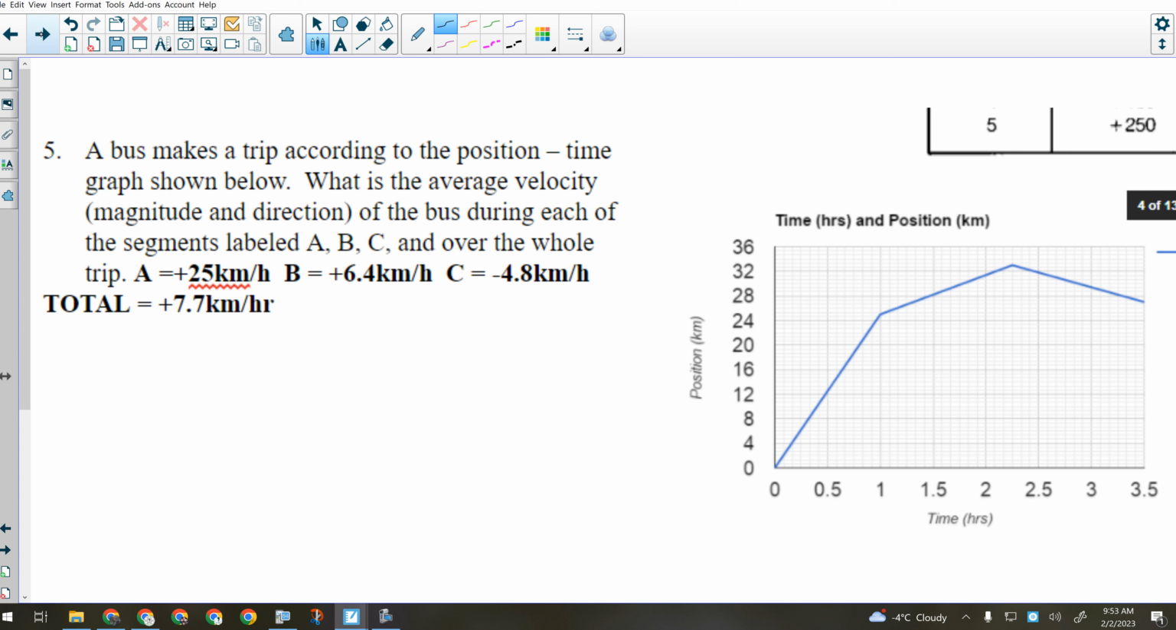All right, one last thing here before the bell goes, just so we have a position versus time graph that's not linear. I would like you guys to try this one, calculating the average velocity of the bus during each of the intervals. Just so that there's no confusion, this goes to 25 here. At one hour it's 25 kilometers. This is 33 kilometers, and this is 27 kilometers, I believe, because it's kind of hard to read on the graph, since it's small.